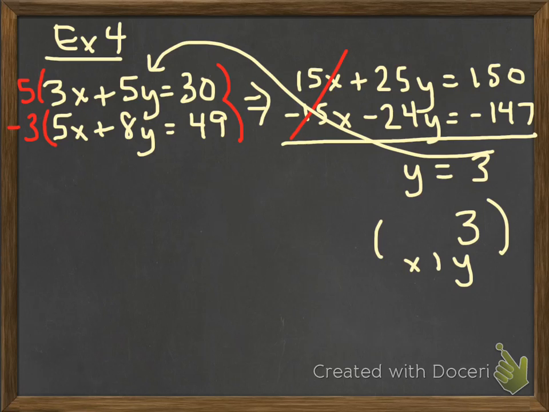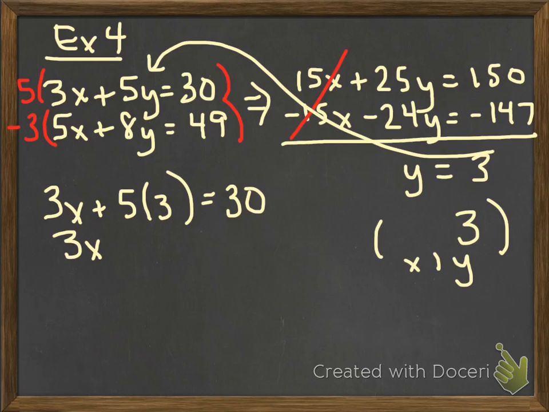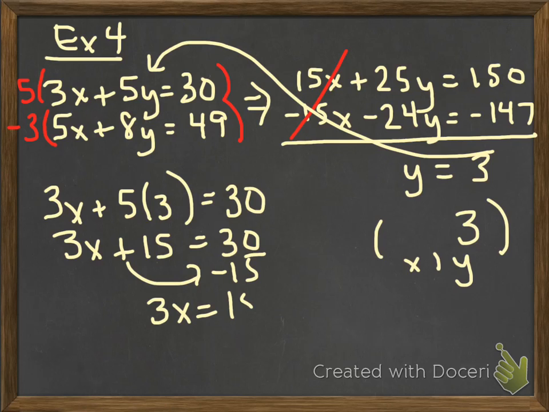Okay, so now this is 3x plus 5 times 3 equals 30. That's 3x plus 15 equals 30. Subtract 15. 3x equals 15. And x equals 5. So the point of intersection is at 5, 3.